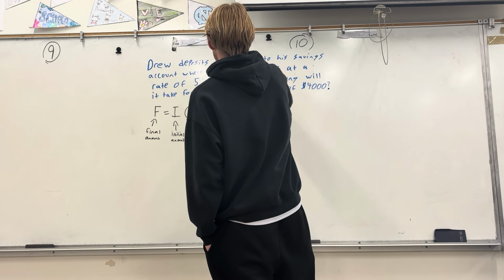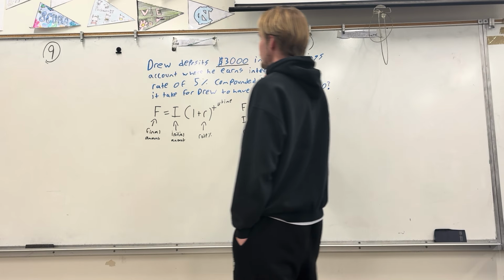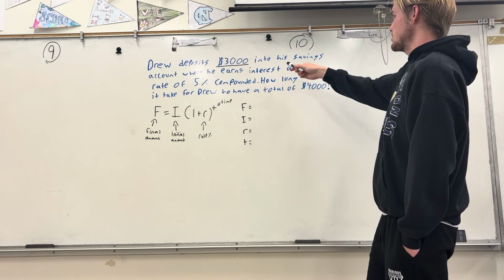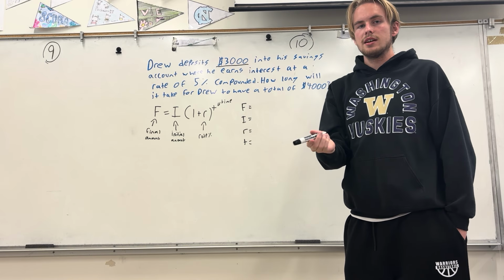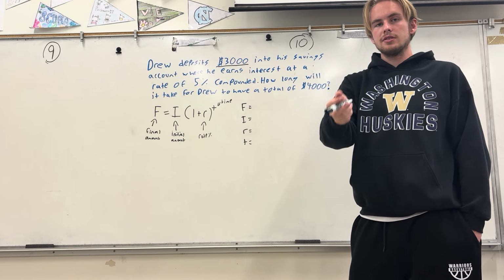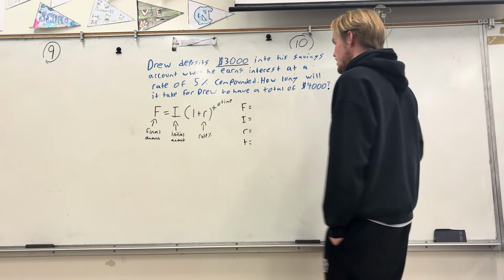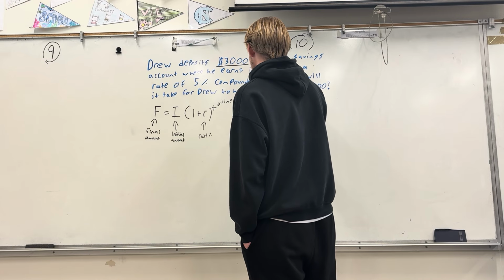So first, we have $3,000. What's $3,000 talking about? It says Drew deposits $3,000 in a savings account. That's talking about the initial value. He deposits $3,000. That's the initial amount he's depositing. So our I is going to be 3,000.